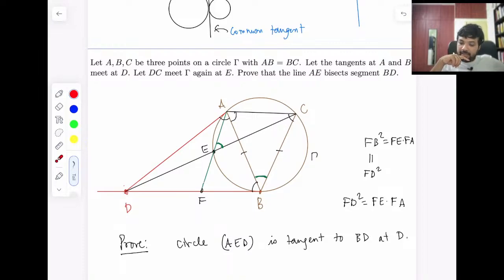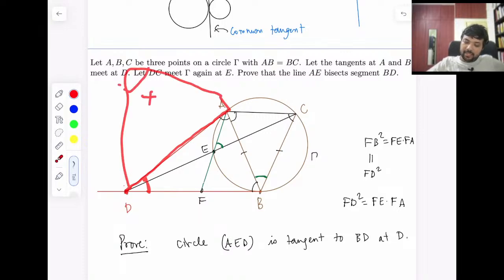FDC is FAD. Yeah, FDC is correct. FAD, that's correct. Or this, which one is better? I don't know. This angle is the angle subtended on the other side of the circle, which is 180 minus x. If this angle is x, then this is 180 minus x.